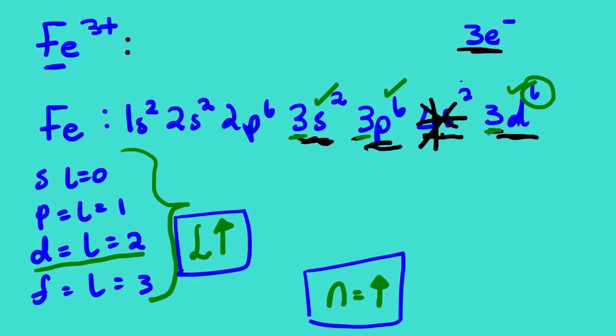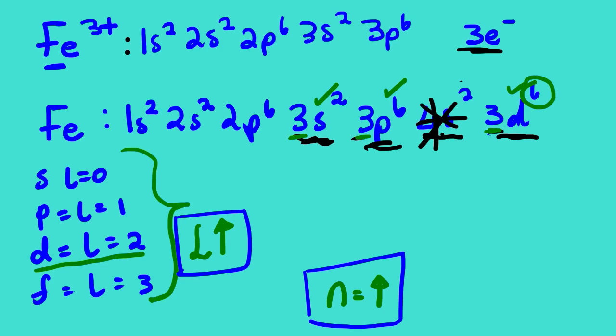So the electron configuration will be 1s2, 2s2, 2p6, 3s2, 3p6. We no longer have this, so it will be 3d5.